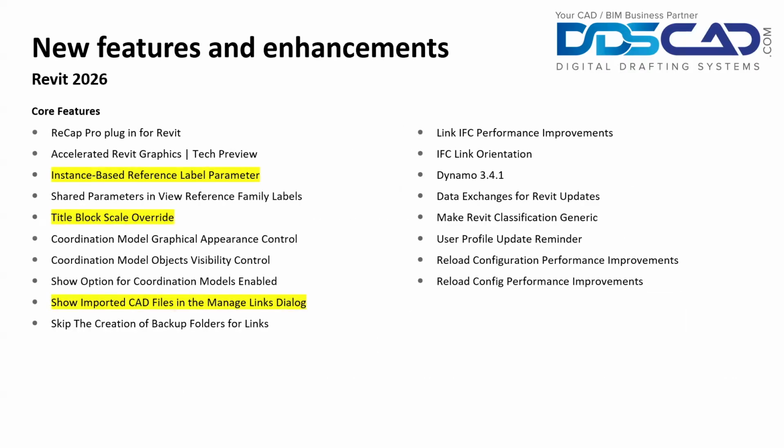In the new feature enhancements for the core of Revit 2026, we see that we have a few of them. We will only be focusing on the yellow highlighted ones, with the exception of the very first one, and we'll talk about that as soon as we start with the presentation of the actual enhancements. But as you can see, there's quite a list. We will be looking specifically today at the title block scale overrides and show imported CAD files in the manage links dialog box for the core features.